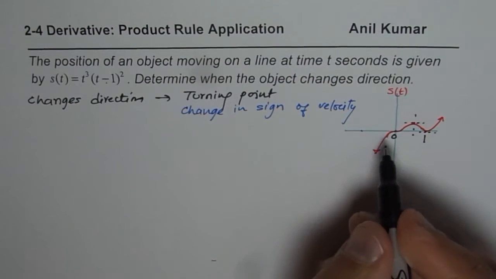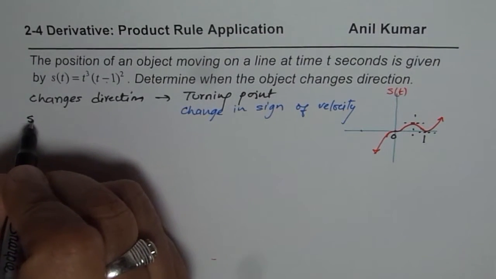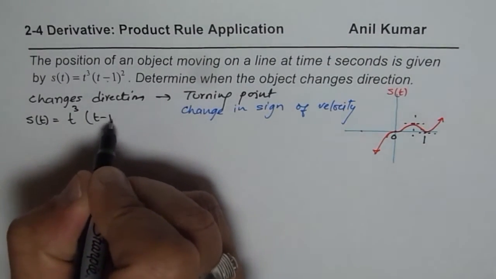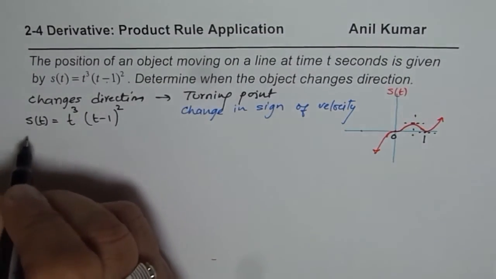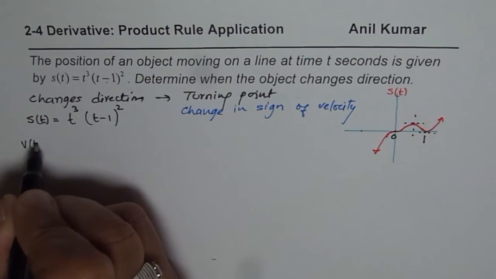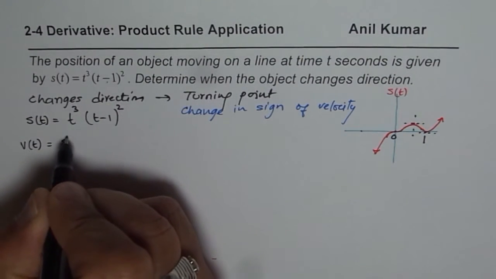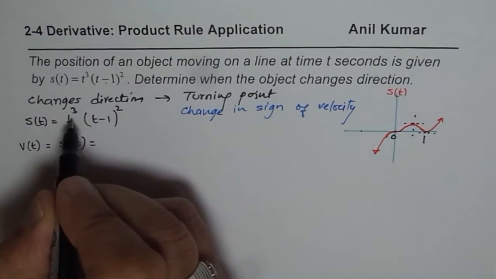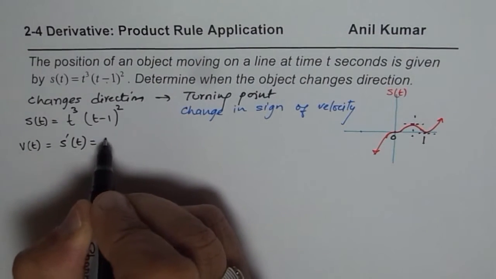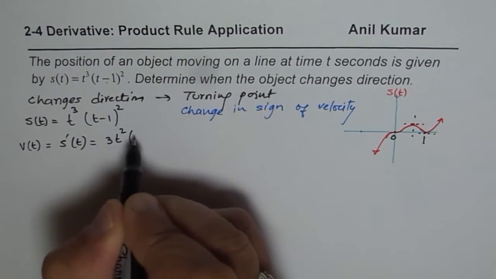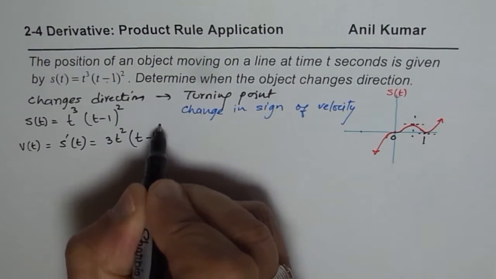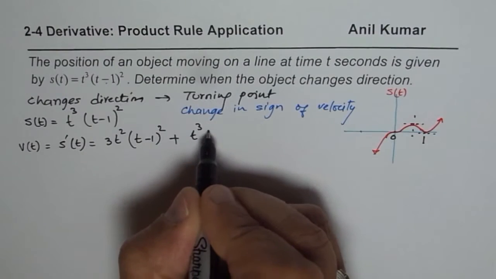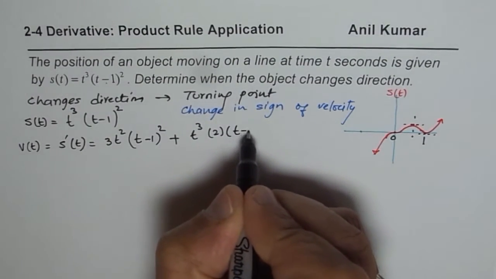Well, let us begin to answer this question. We have S of t equals t cubed times (t minus 1) squared. Now velocity with respect to time would be the derivative of displacement, right? So we'll find the derivative of this using the product rule. The first function's derivative, 3t squared, times the second function, which is (t minus 1) squared, plus t cubed times the derivative of the second, which is 2 times (t minus 1).